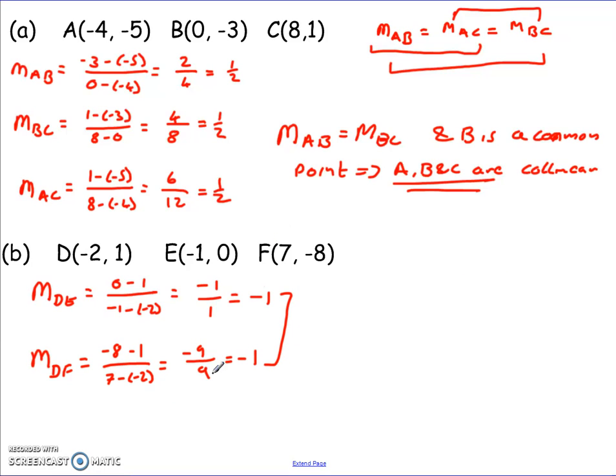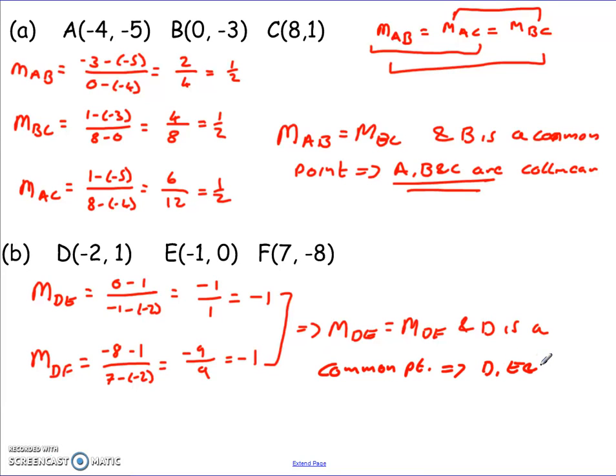So there you go. I've got the same gradient for the pair of them. I've got a common point. It's the same. So what I can then say is therefore the gradient of D to E equals the gradient of D to F. And D is a common point. Therefore D, E, and F are collinear.